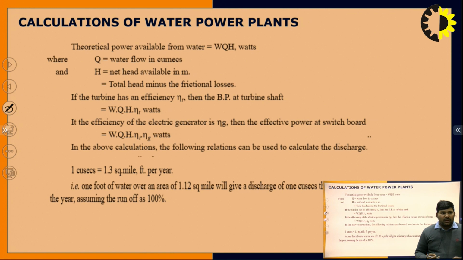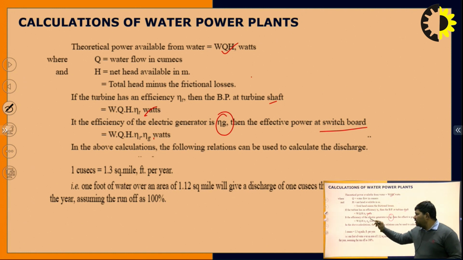Then Q is the water flow rate, and the power equals WQH, where Q is the water flow rate and H is the net effective head. If the turbine has an efficiency, the brake power of the turbine is WQH into eta T. If the electric generator has an efficiency eta G, the effective power on the board is again multiplied by eta G.